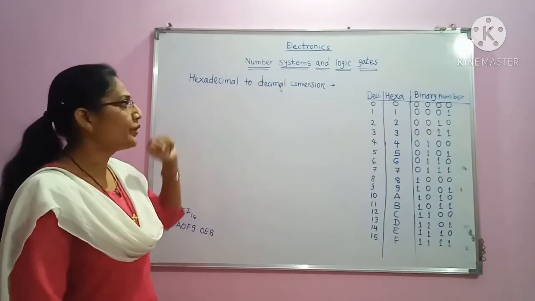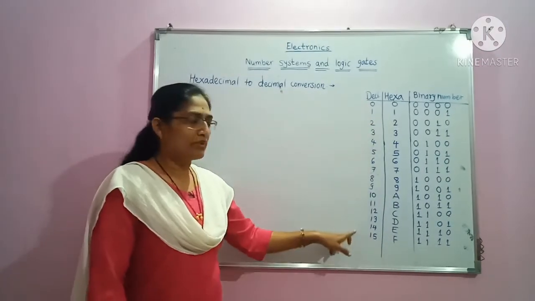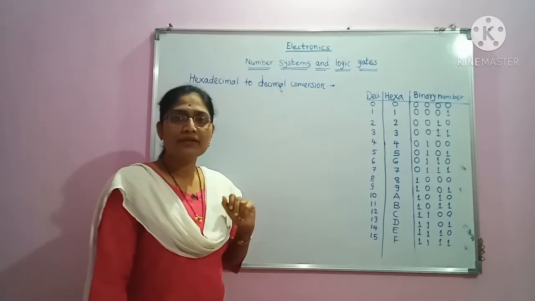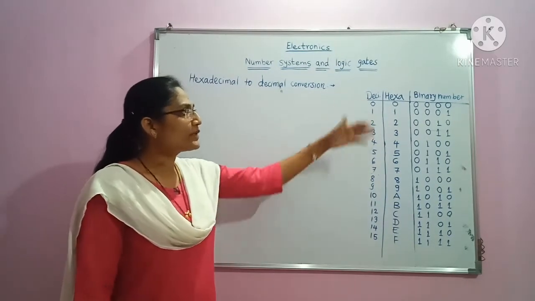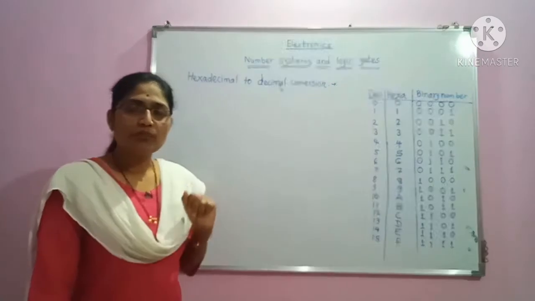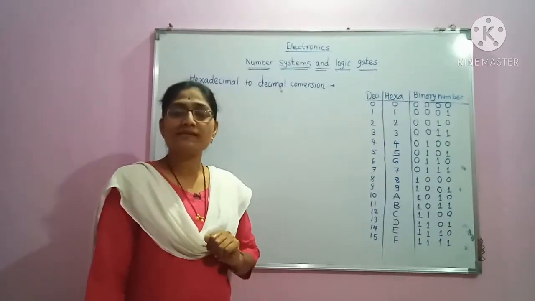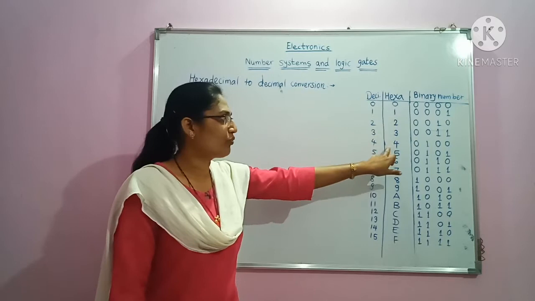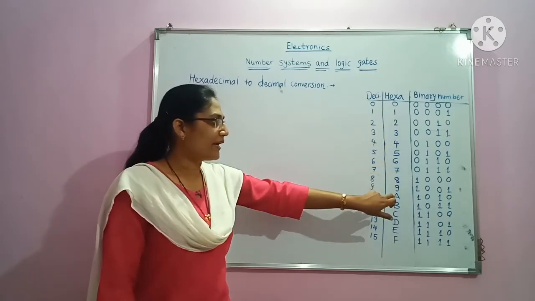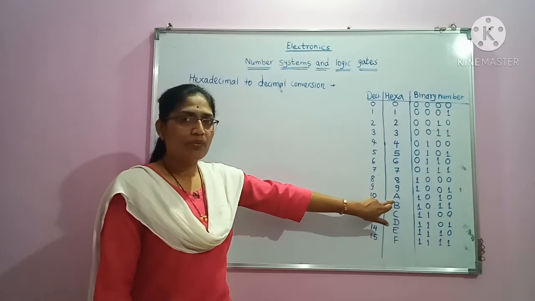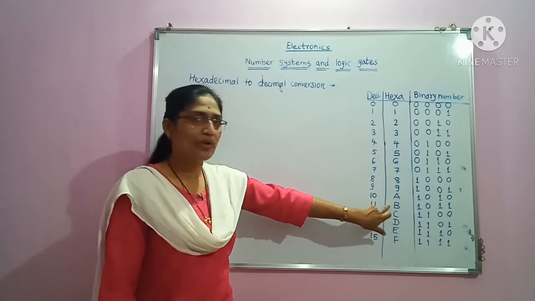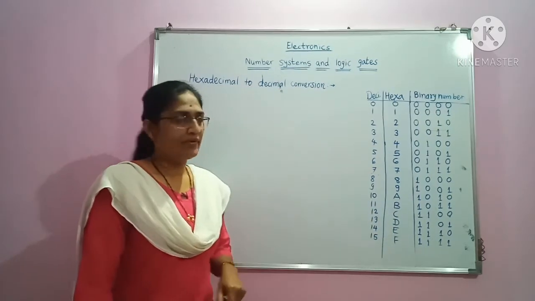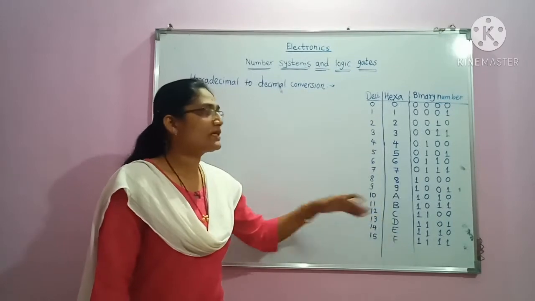So I have already told you that in case of decimal number system, we are considering 10 digits, 0 to 9. Then in case of hexadecimal number system, the symbols which are used are 16 in number. It means that we have to write down 0, 1, 2, 3, 4, 5, 6, 7, 8, 9, and instead of 10 we have to write A, instead of 11 we have to write B, instead of 12 we have to write C, D, E and F. It means that there are 16 symbols.